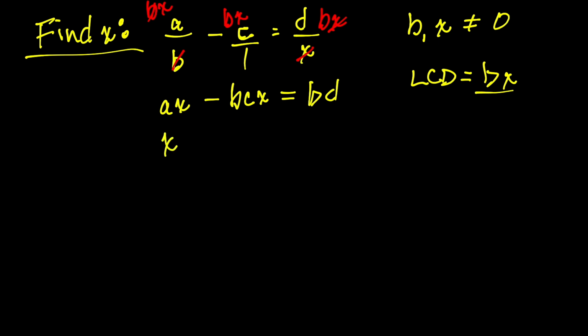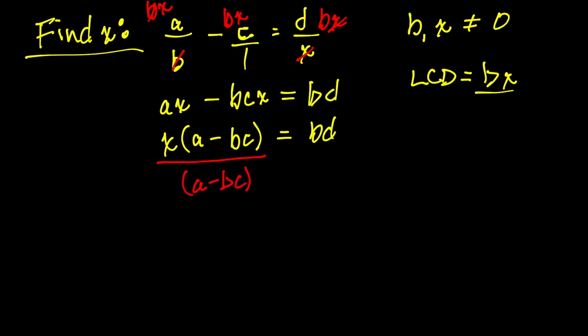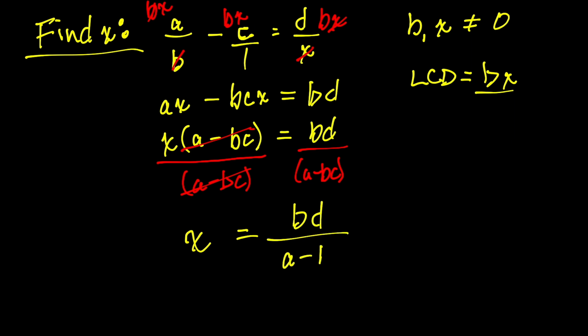So that would give me an x times a minus bc. And over here on the right hand side, nothing happened there. So the last step to solve for x is being multiplied by a minus bc. So I'm going to divide on both sides by a minus bc. So these cancel out. And the last thing we have is x times 1, which is now x. And that would be bd all over a minus bc. So this is your final answer.